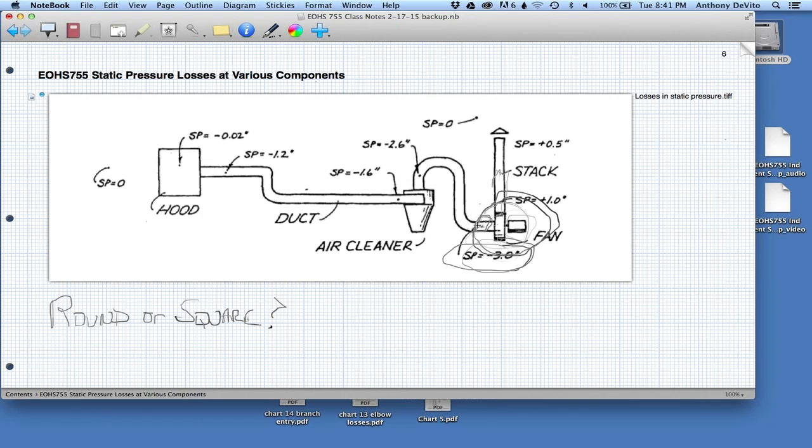Now what happens is as we move back through this ductwork to our hood, we encounter frictional losses as the air is moving through here. As we move back, we can measure how much those losses are by using our manometer and measuring the static pressure at various locations. At this location, we measure 2.6. We lost 0.4 inches of water gauge suction pressure over the distance from here to here.